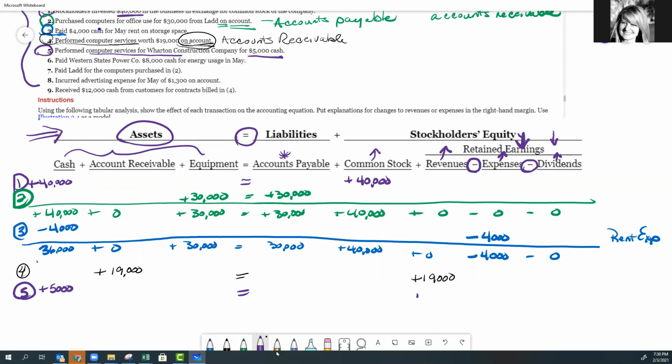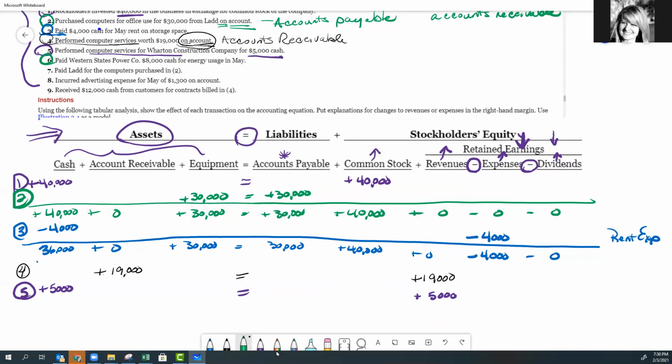And we also have additional revenue of $5,000. Okay, so let's go on to transaction number 6. We paid Western States Power Company $8,000 cash for the energy usage in May.